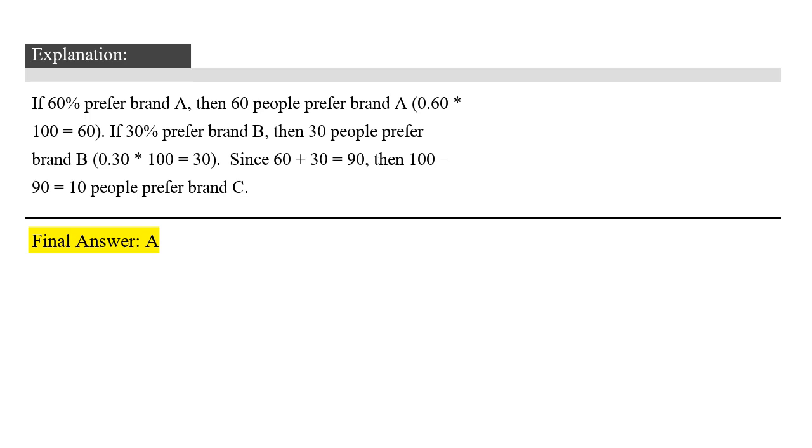If 60% prefer brand A, then 60 people prefer brand A. 0.60 times 100 is equal to 60. If 30% prefer brand B, then 30 people prefer brand B. 0.30 times 100 is equal to 30. Since 60 plus 30 is equal to 90, then 100 minus 90 equals 10 people prefer brand C.